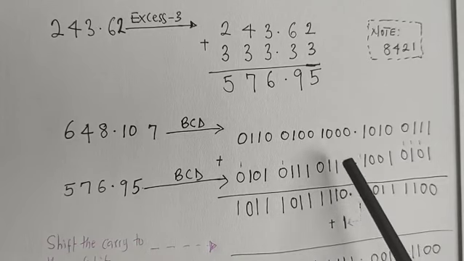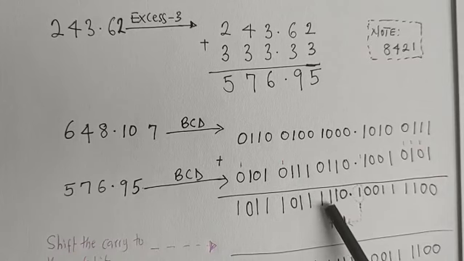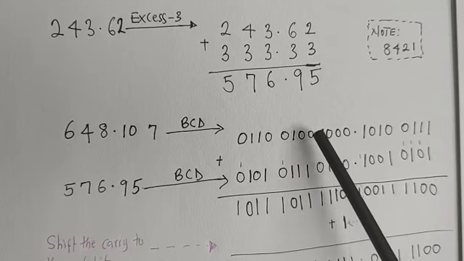0 plus 0, 0. 0 plus 1 is 1. 0 plus 1 is 1. 1 plus 0 is 1. In this case, there is no carry generated in this segment. Now let's go over to the next segment.